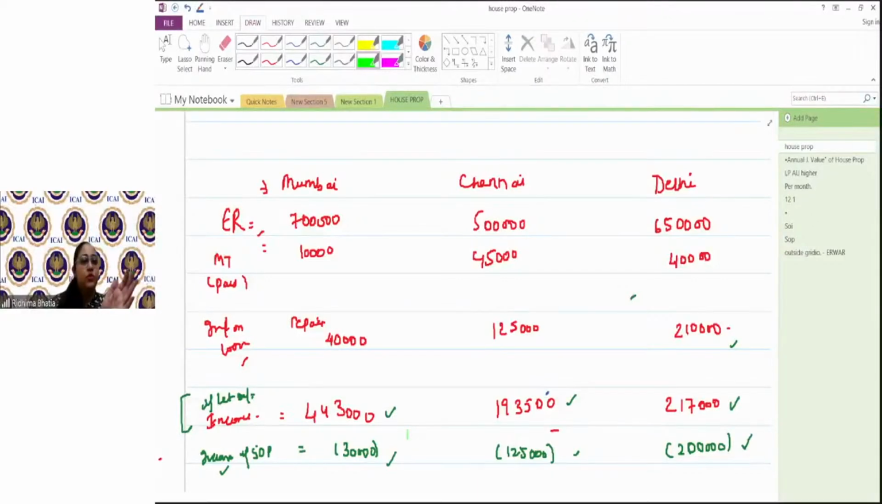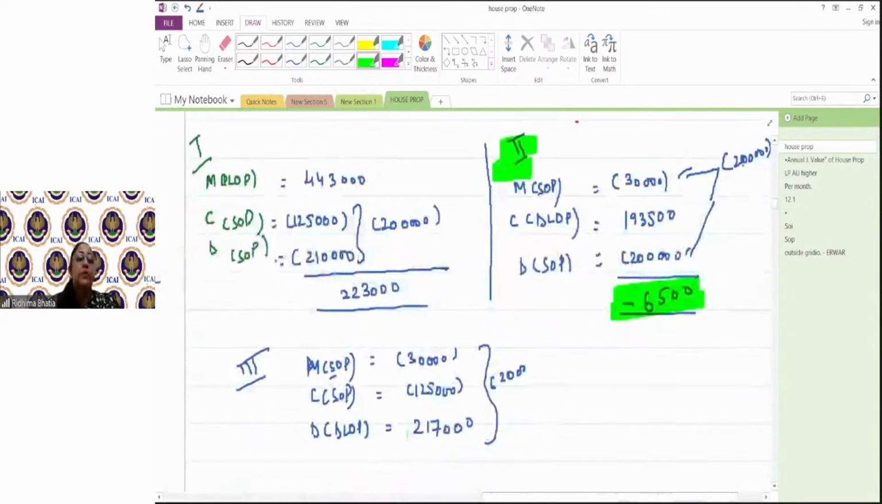So take first 2 as self-occupied, third as deemed let out, then take first and third as self-occupied, second as deemed let out, and the final scenario taking second and third as self-occupied and first as deemed let out. उसमें जिसमें भी सबसे कम income आएगा, that would be the ideal scenario. So my deemed let out property would be property of Chennai, and Mumbai and Delhi would be taken as self-occupied. Got it?